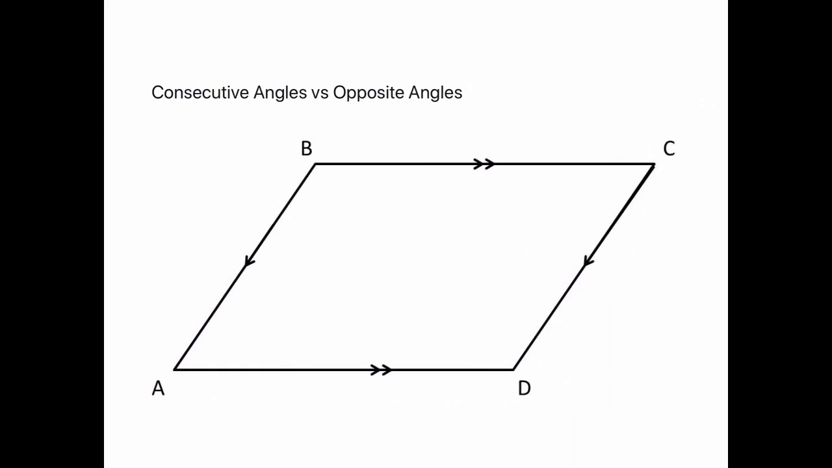And next we move to cover the difference between consecutive angles and opposite angles. Opposite angles are usually easier for everybody to see. They're the ones that are opposite from each other. So B and D would be opposite angles, and C and A would be opposite angles. So opposite angles are here in green. Consecutive angles are right next to each other. So B and A are consecutive angles.